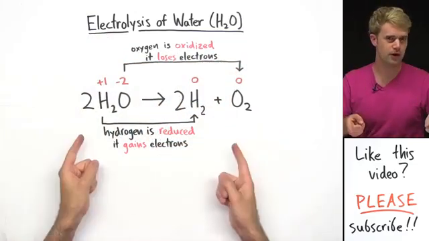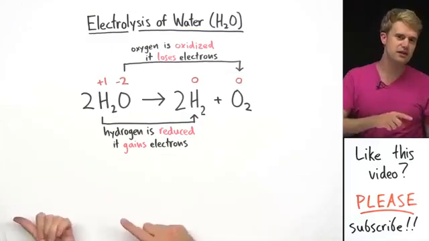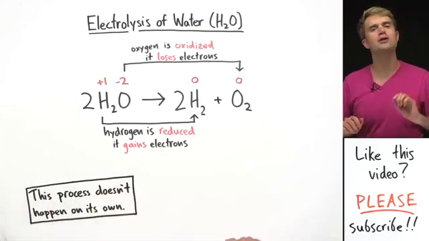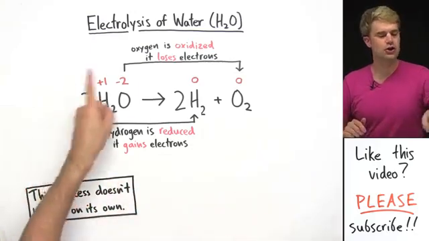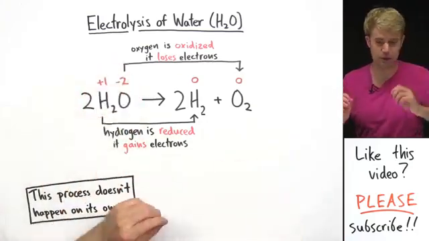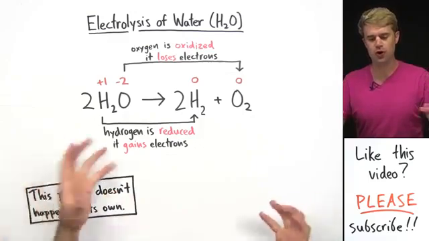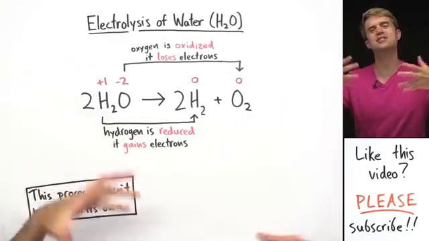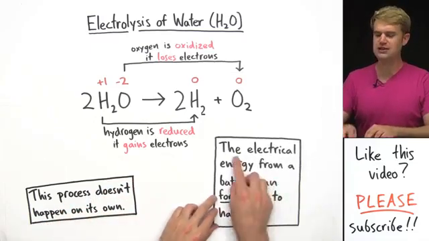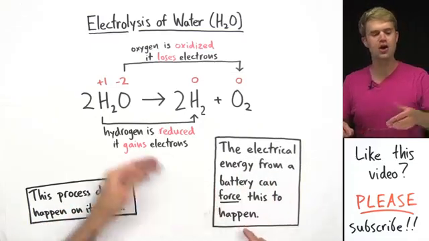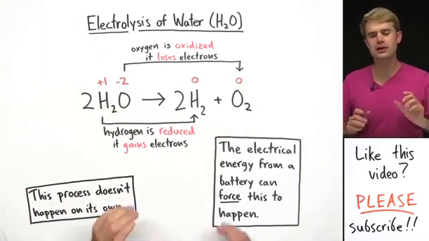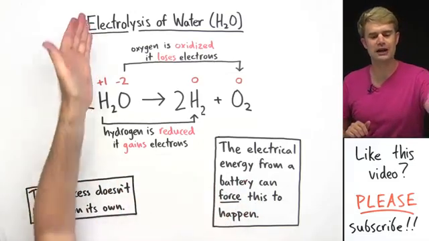This process is important because just like we saw in the previous example with sodium chloride, this process doesn't happen on its own. It's not spontaneous. You can have water in a glass for hundreds of years if it doesn't evaporate, and it's not going to turn into hydrogen gas and oxygen gas. It's just not going to do that on its own. So just like the previous example, we're going to have to use the electrical energy from a battery to force this process to happen.